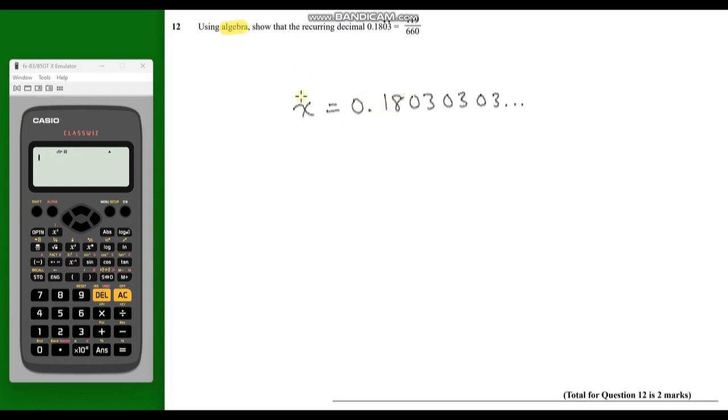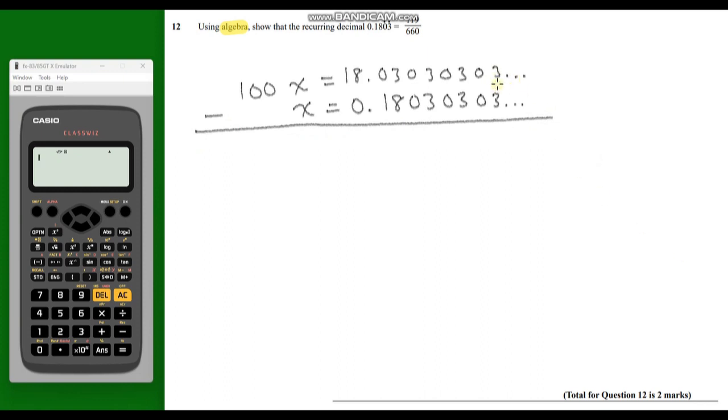So if I multiply the left-hand side by 100, I get 100x. And if I multiply the right-hand side by 100, the decimal point is going to move 2 places to the right, so it's going to be 18.03 recurring. So 18.03030303... So now you can see, hopefully, why I multiplied by 100, and that's so that these digits line up with one another. So now I can subtract one equation from the other, and notice the 3's will cancel, these will cancel, and now all I'm left with is 18.03 minus 0.18.